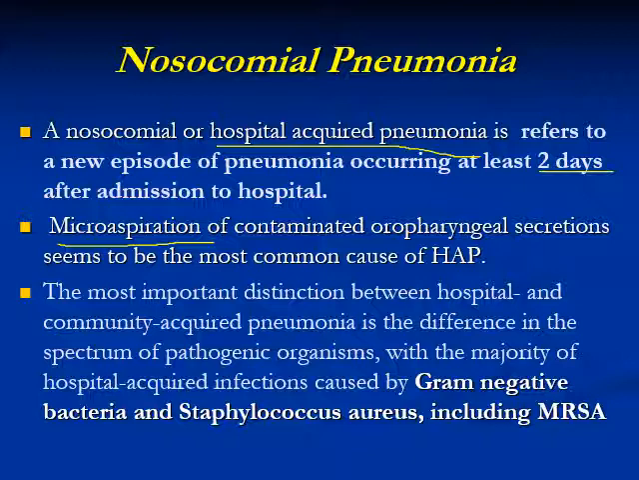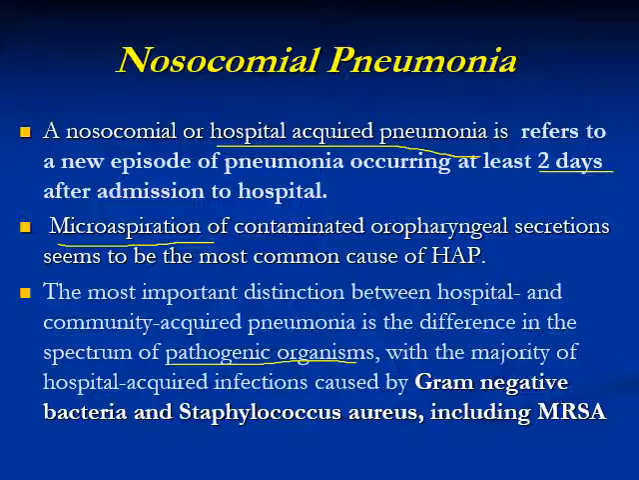The most important distinction between the hospital-acquired pneumonia and community-acquired pneumonia is the difference in the pathogenic microorganism. Both of them are pneumonia, but the main difference is the different microorganism which causes the nosocomial pneumonia.